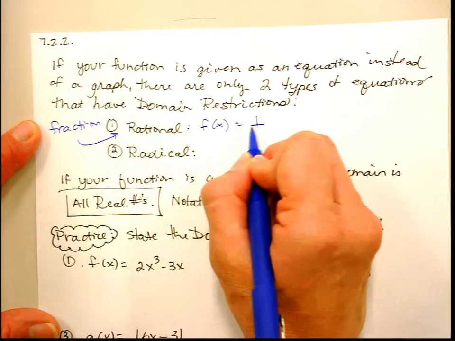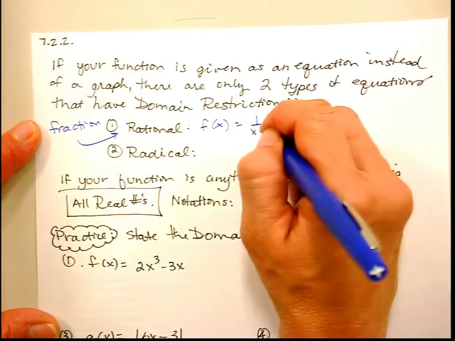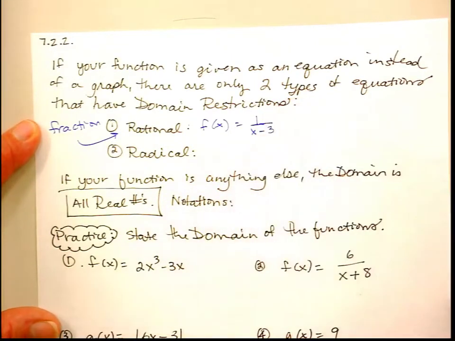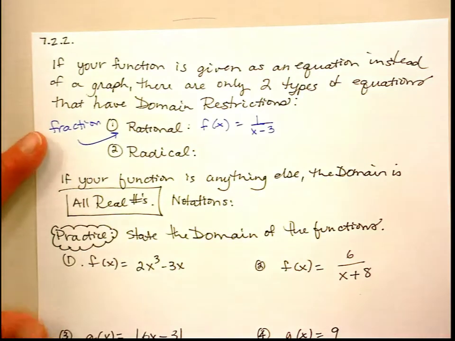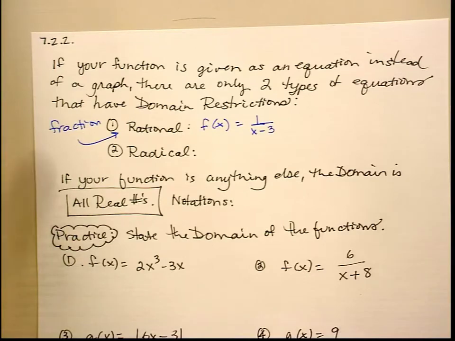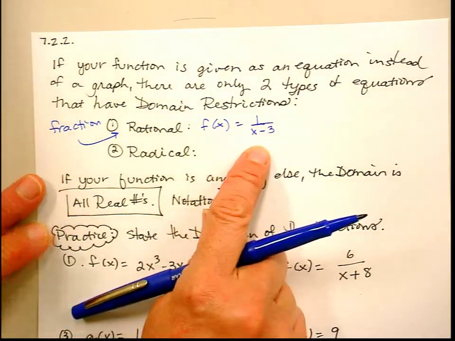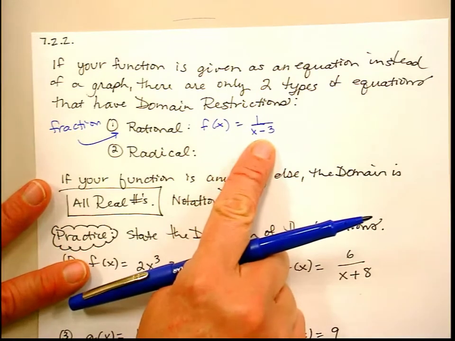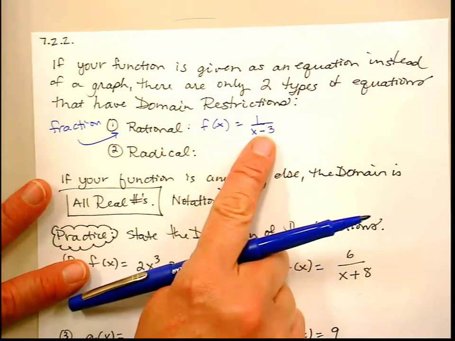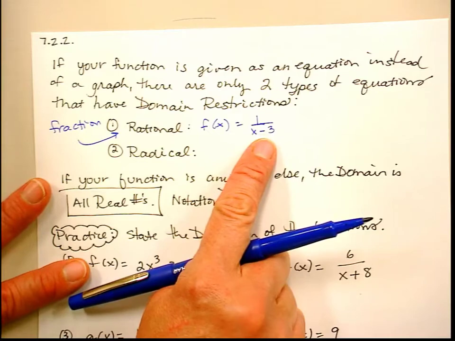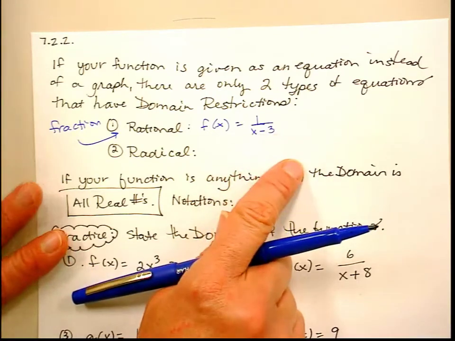So 1 over x minus 3. And we restrict the domain because there's just a certain thing we're not allowed to do with fractions. What is that? What are we not allowed to do with fractions? Right, divide by 0. So on this one, be careful. It doesn't mean x can't be 0. 0 is perfectly fine for x. What value of x causes trouble for this function? Right, x can't be 3. It could be anything else, just not the number 3.